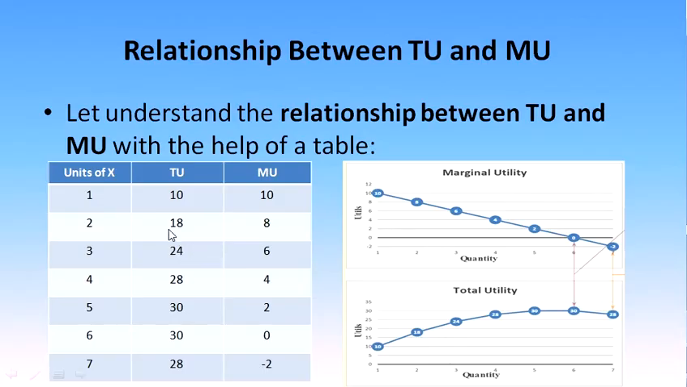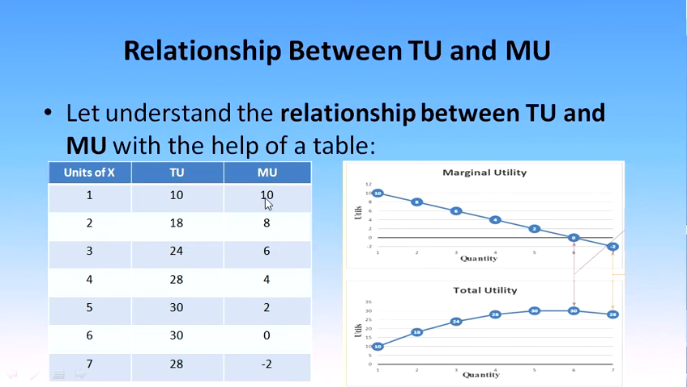So suppose in our example over here, if this 18 is n, then the n minus 1 will be 10. So this is TU n and this is TU n minus 1. So that means 18 minus 10 is 8. Okay. So next will be 24 minus 18, that is 6. Next is 28 minus 24, that is 4. So this is how we have calculated. Over here you can see 30 minus 28 is 2, then 30 minus 30 is 0, and 28 minus 30 is minus 2.